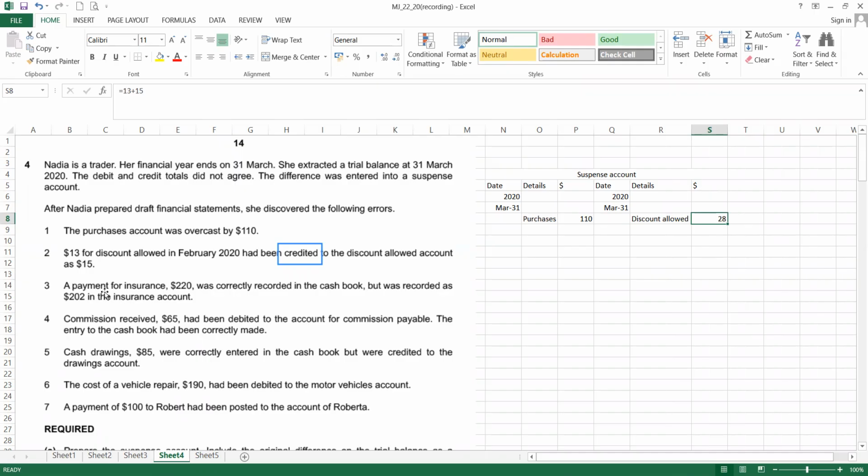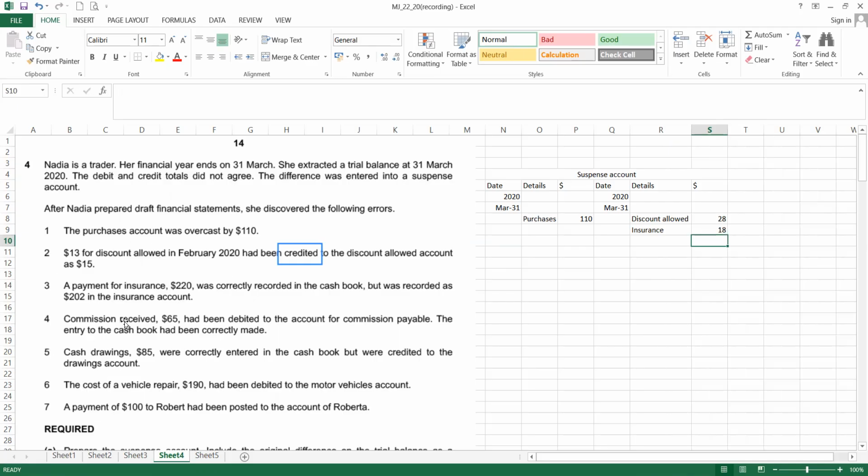Number 3, a payment for insurance of 220 was correctly recorded in the cash book, but was recorded as 202 in the insurance account. Insurance account is understated, so we have to debit insurance and credit suspense, because the cash entry is correct. So the difference that we should record is 220 minus 202.